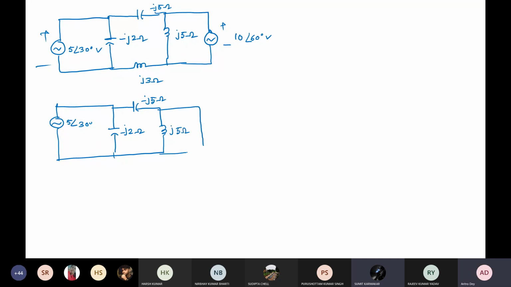You have to replace the voltage source by a short circuit, its internal resistance, and the ideal current source by an open circuit. When we do that, it is told to find out the I. I missed out this one, this is a J3. So using the superposition theorem, find the current through the J3 ohm, I mean this one, this I.